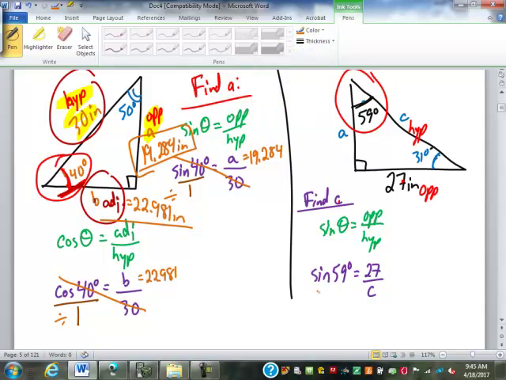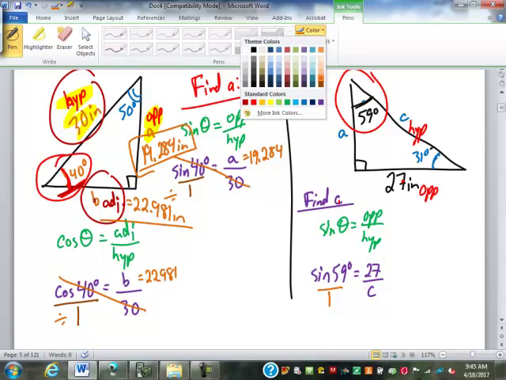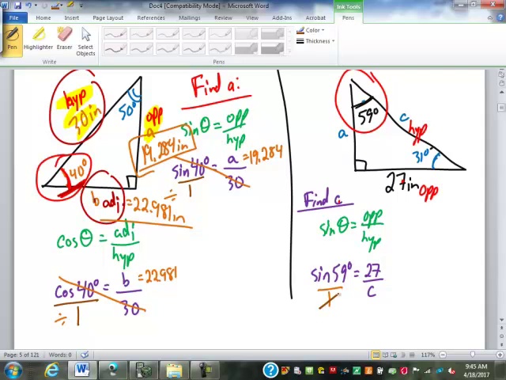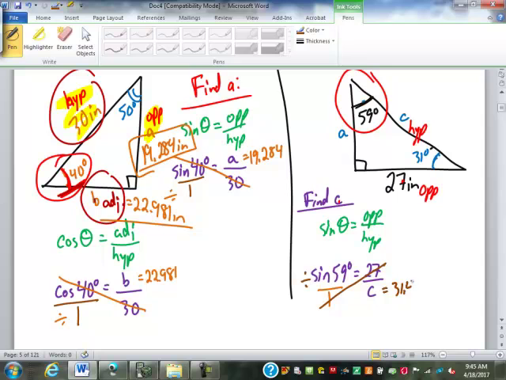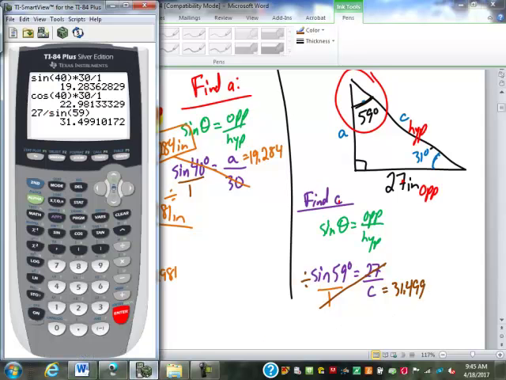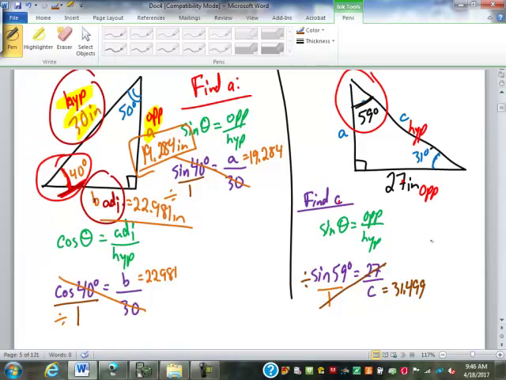Again, I'm looking for a side. I put this over 1 so I can cross multiply. Here it's a little more important that I do that because now C is on the bottom. So I have to cross multiply here. 1 times 27 is 27 divided by the sine of 59. So 27 divided by the sine of 59. 31.499. So that's 31.499 inches.